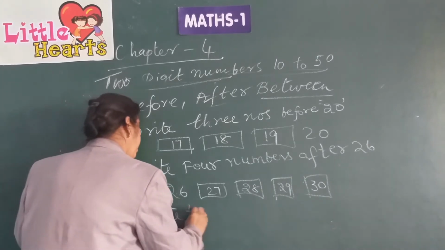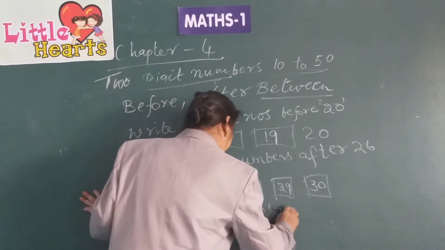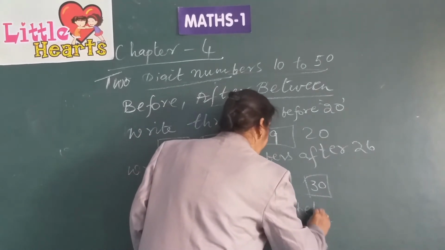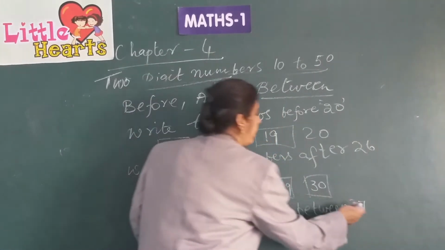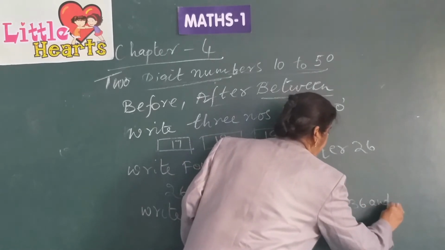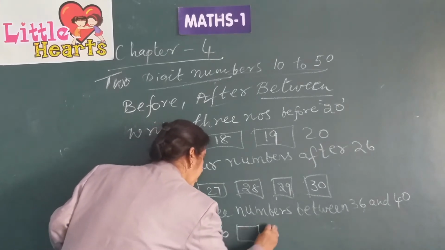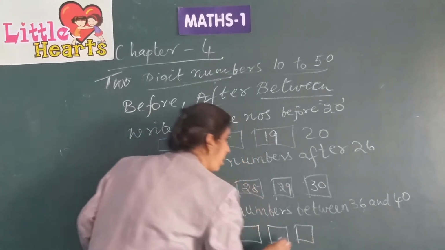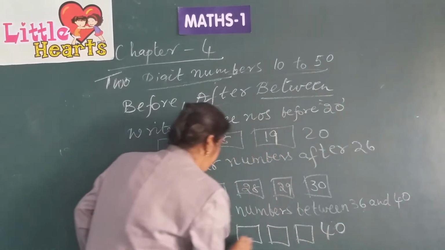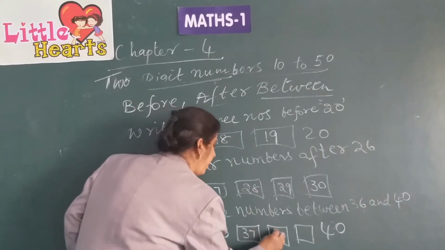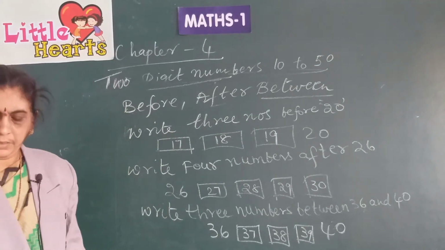Write 3 numbers between 36 and 40. Three numbers. So after 36 comes 37, 38, 39, 40.